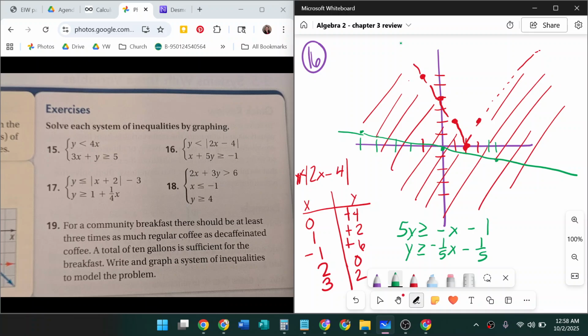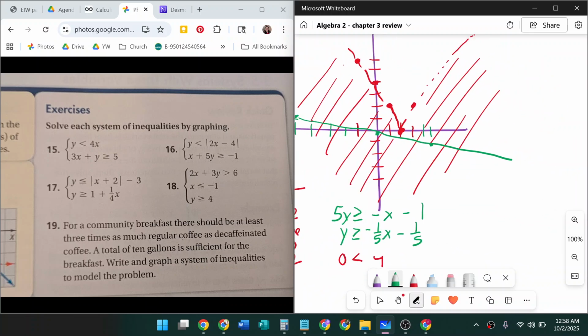Y is greater than that. It hits really, really close to 0, so even though I know 0, 0 is on this upper side, I'm probably not going to use 0 for it. In fact, what I'm going to do is I'm going to take my original, just in case I made a mistake, and I'm going to plug something like 1, 1 into it. Is that true? Yes, it is.